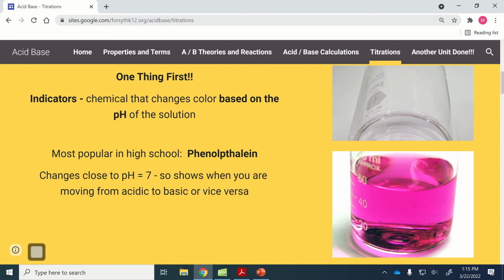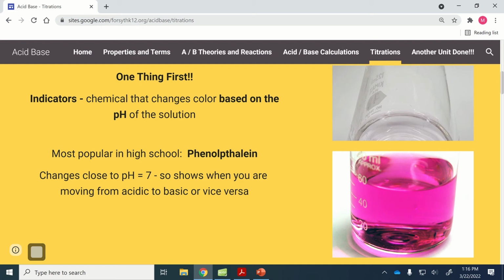I get answers on tests where the question is, what's an indicator? And somebody says, something that changes color. That is nowhere near sufficient for what an indicator is actually doing. It's true that it will change color, but why does it change color? It changes color because you're altering the pH of the solution, and at certain pHs it'll be one color, at other pHs it's going to be another color.